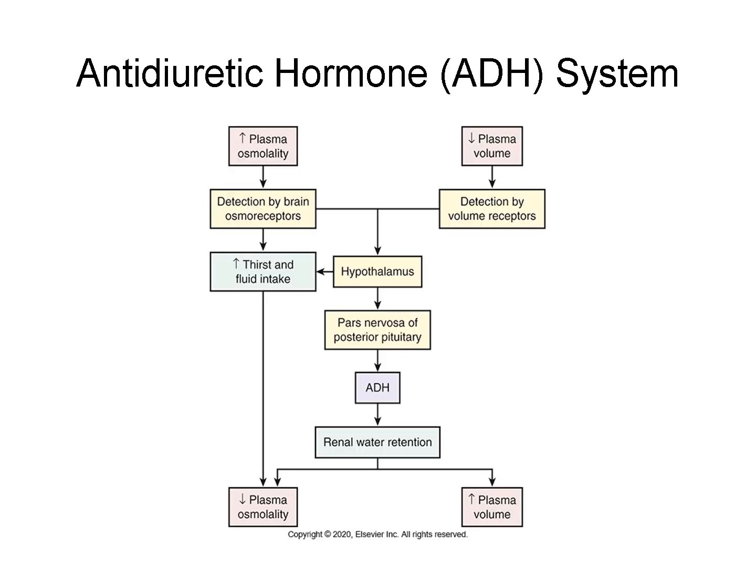This diagram illustrates how the antidiuretic hormone system maintains water balance. An increase in plasma osmolality is detected by brain osmoreceptors, while a decrease in plasma volume is detected by volume receptors. These signals stimulate the hypothalamus, which then activates the pars nervosa of the posterior pituitary to release antidiuretic hormone, or ADH. ADH acts on the kidneys to promote renal water retention.